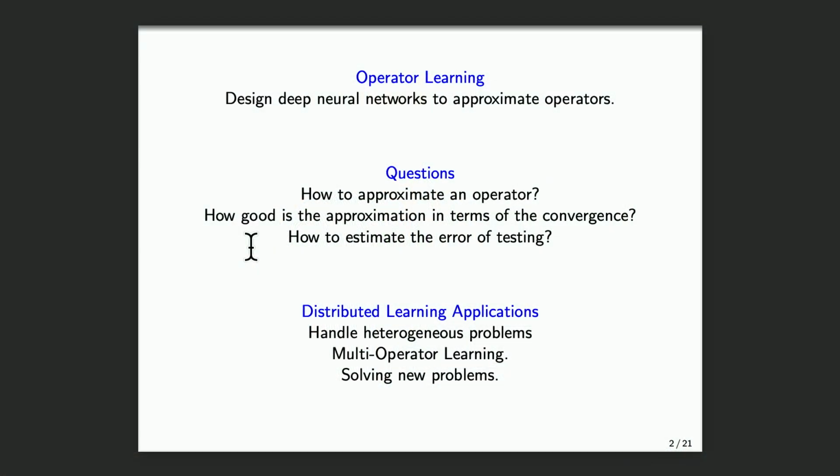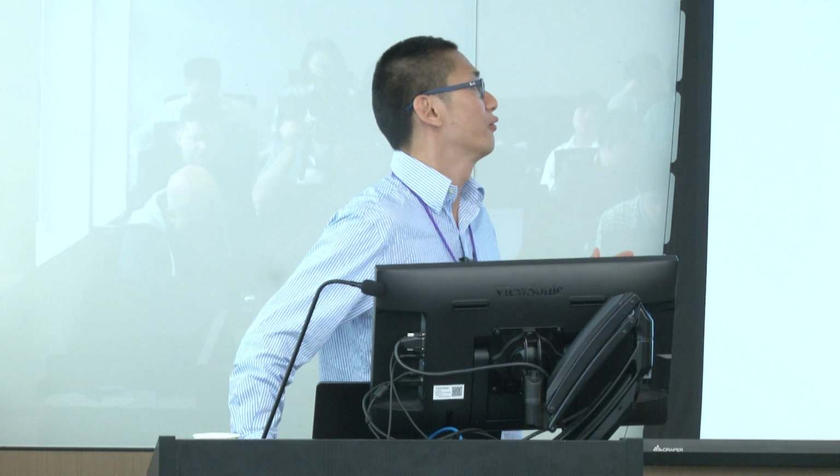Okay, so here is the outline for today's talk. I will talk about operator learning, and I will focus on answering some questions. The first question, and maybe the most important, is how can we approximate an operator, particularly using a neural network? Once we have a structure and want to look at the performance, we will focus on the convergence and also the generalization error analysis.